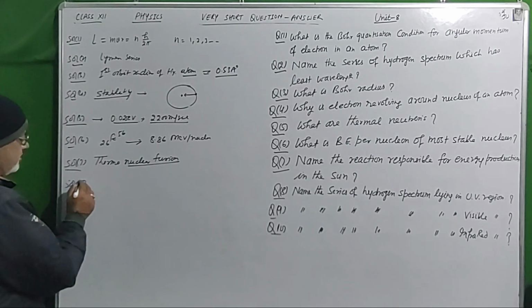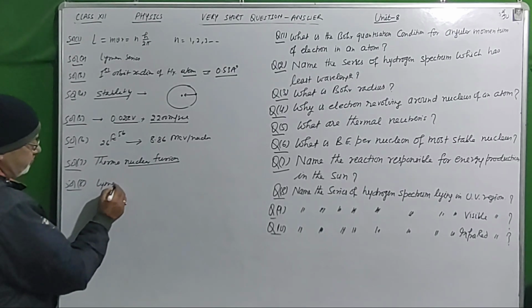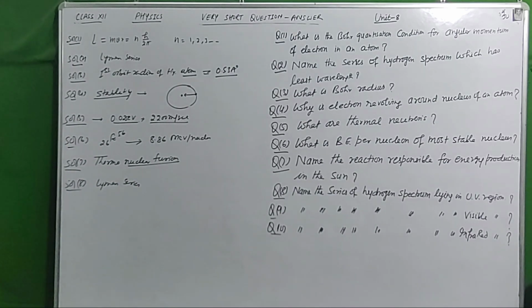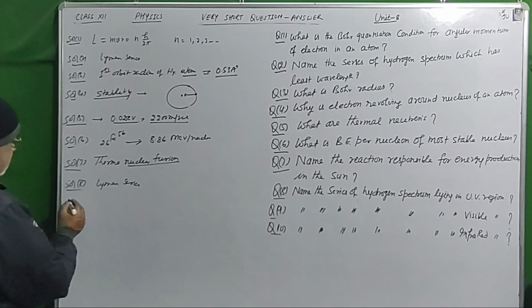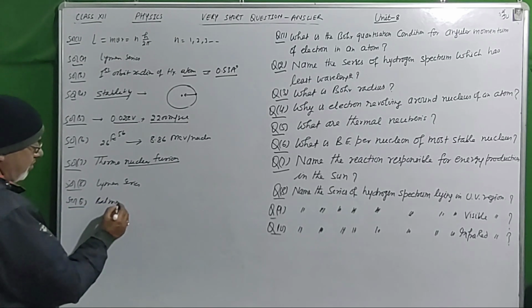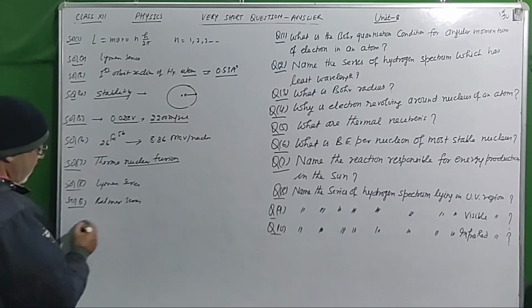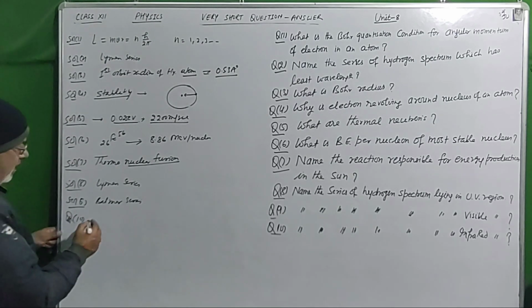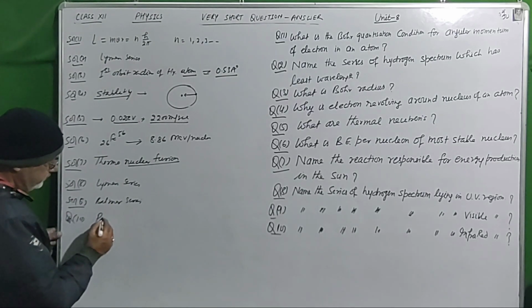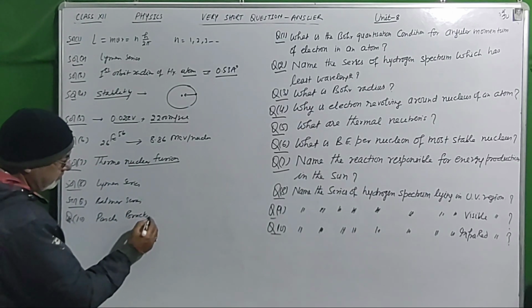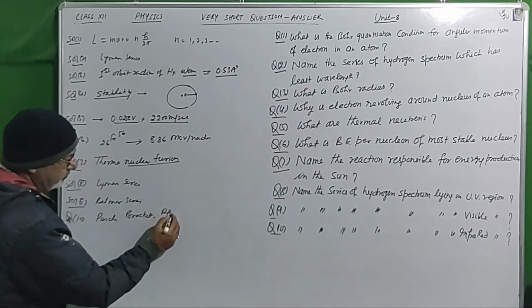Name the series of hydrogen spectrum lying in the ultraviolet region. That is the Lyman series. Name the series of hydrogen spectrum lying in the visible part. Which one is lying in the visible part? That is the Balmer series. And tenth, name the series of hydrogen spectrum lying in the infrared: Lyman, Balmer, Paschen, Brackett, and Pfund.